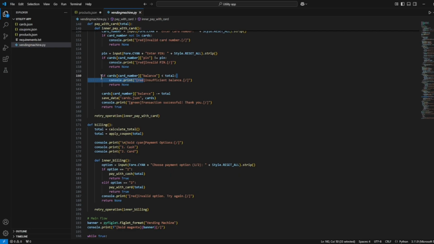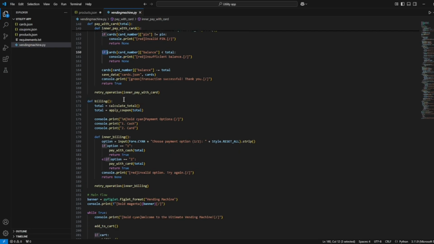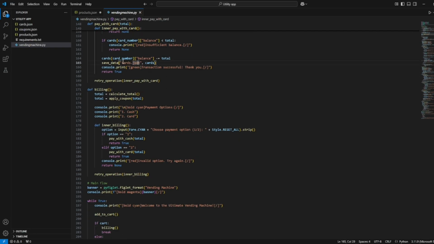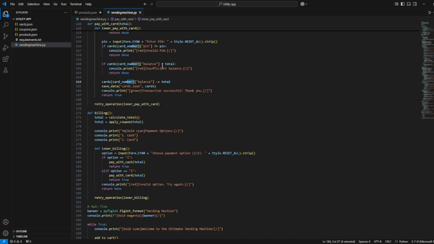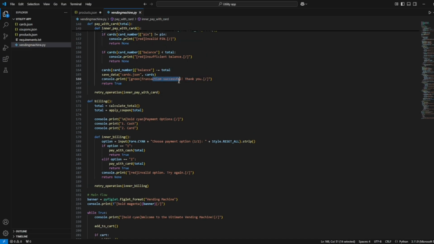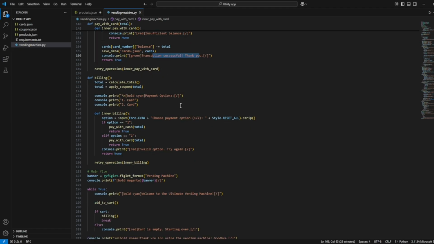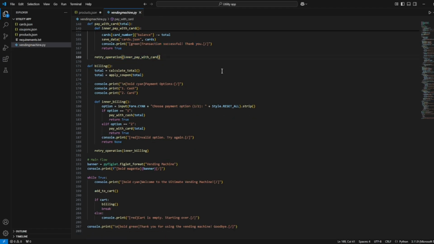I'm doing it with my if else function. So now if the card number is correct, the pin number is correct, and the money you have to spend is in your card, then it will say that the transaction is successful, thank you. Then you'll get your food and the operation will be done.